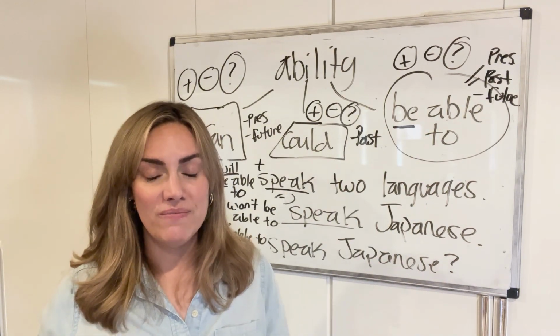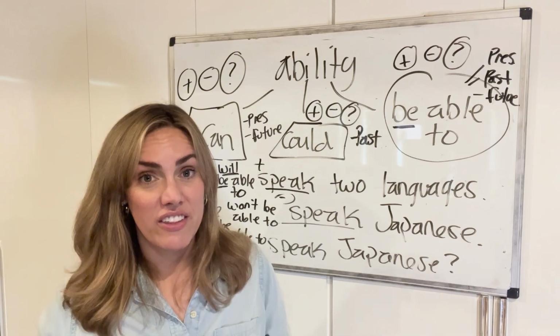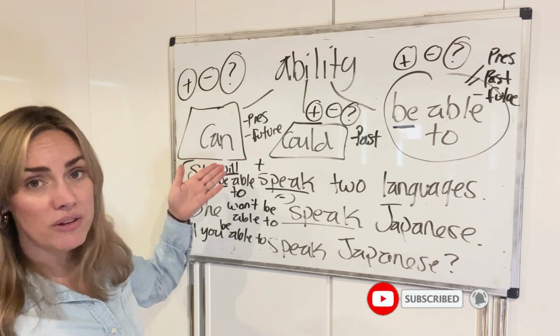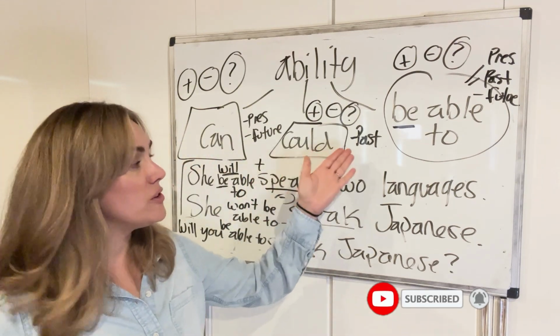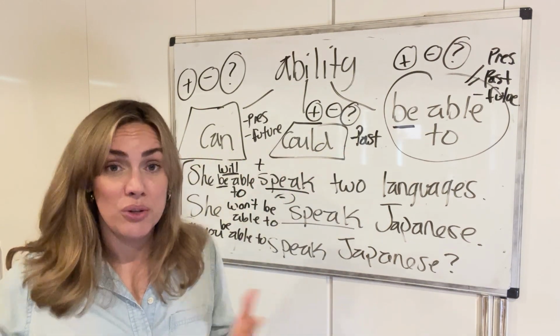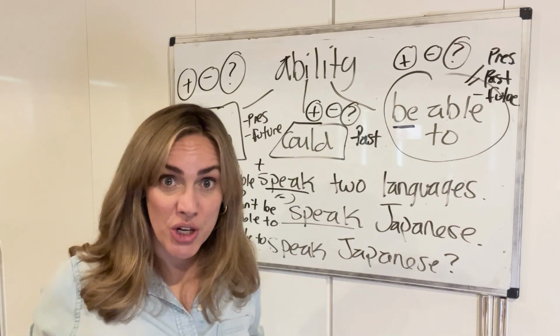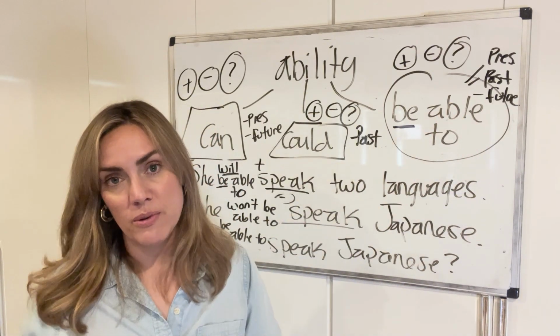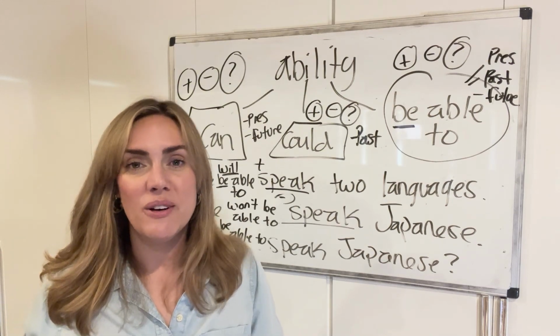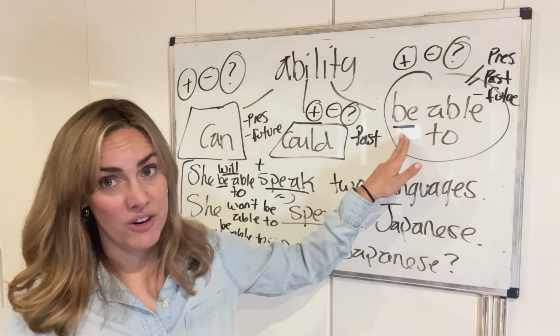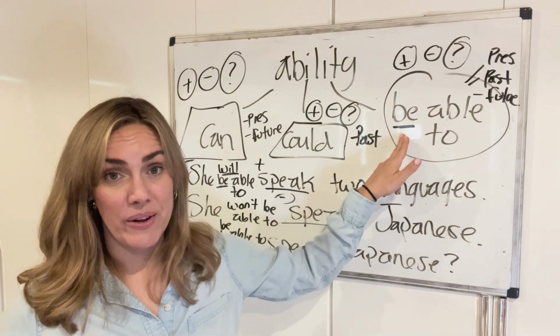It is longer, but you can use it for everything. Whereas over here, can is only used for present time and future. Could is only used for past, but it's fine. Use them. They're very common. But if you're still not sure which one to use, you will always be right if you use be able to. But of course, you have to make sure you change the verb correctly with that one.